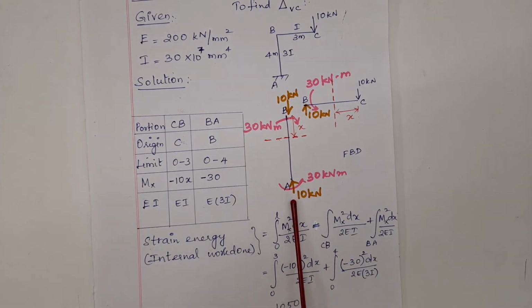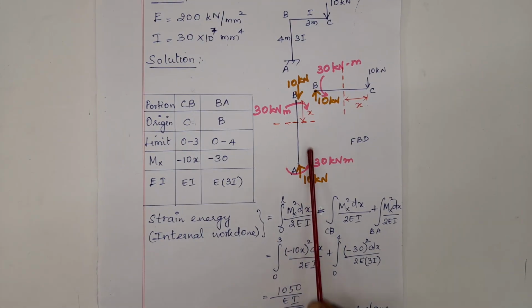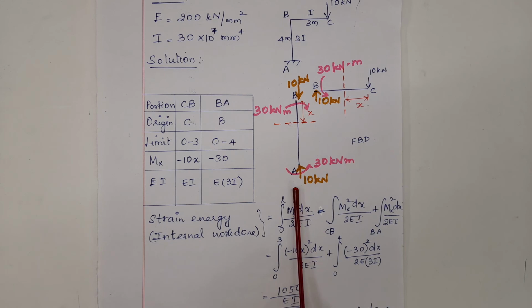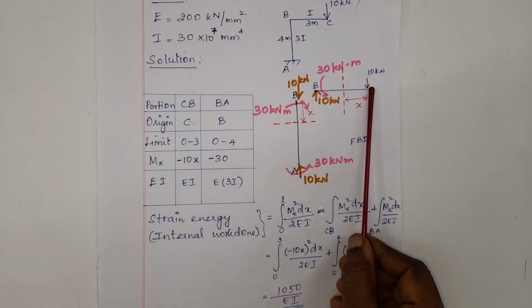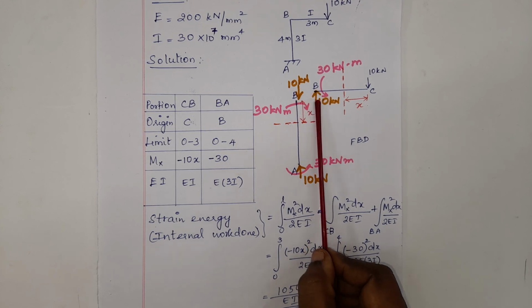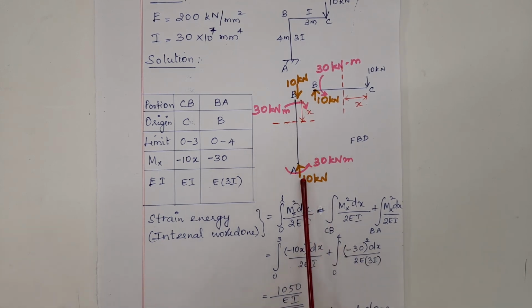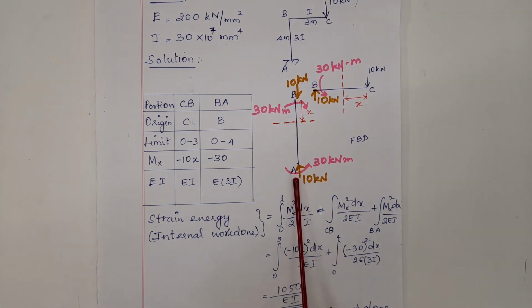Finally, in this column, the reaction will be in the opposite direction to have this in equilibrium. So one load has a reaction in the other direction. One joint has reactions in the other direction for equilibrium. One column has reactions in the other direction to have it in equilibrium.